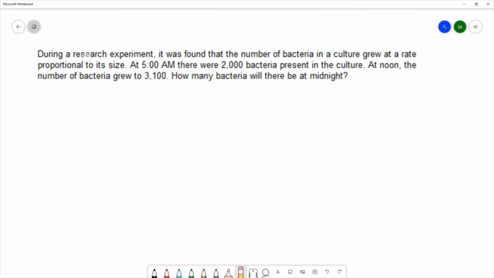During a research experiment, it was found that the number of bacteria in a culture grew at a rate proportional to its size. At 5 a.m., there were 2,000 bacteria present in the culture. At noon, the number of bacteria grew to 3,100. How many bacteria will there be at midnight?